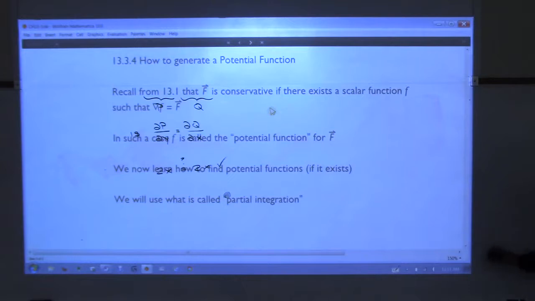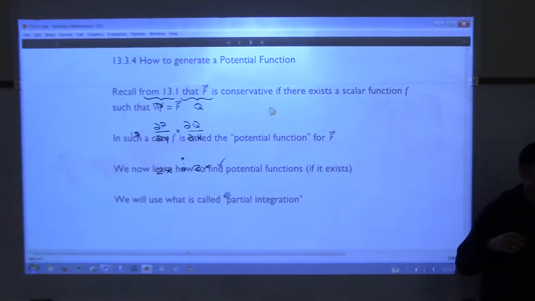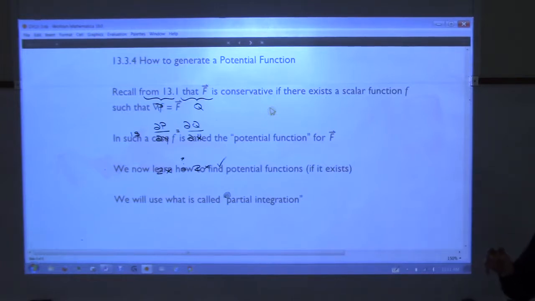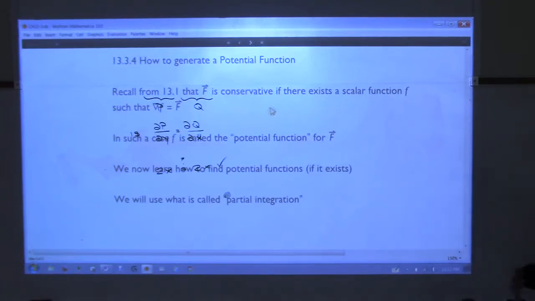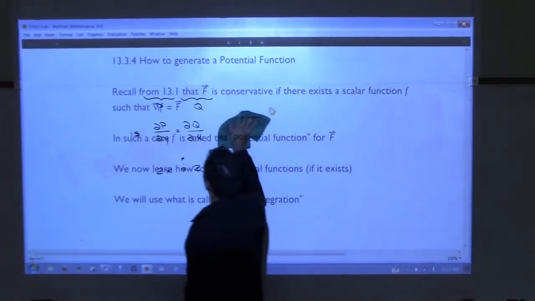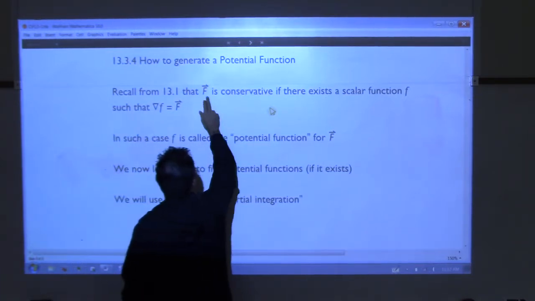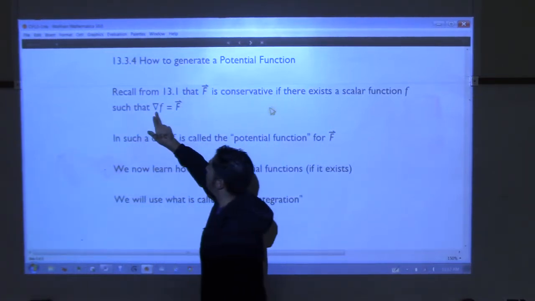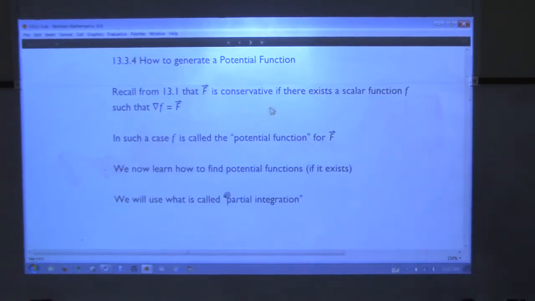Okay, now that we know it's a conservative vector field, we know that there must be a little scalar function, little f, right? That if you take the gradient of that little f, you should get that vector field. So how do we actually go find the little f now? This is just asking you to remember that if F is conservative, then there exists a scalar function such that the gradient of little f is the capital F. In such case, little f is called the potential function for the vector field F.